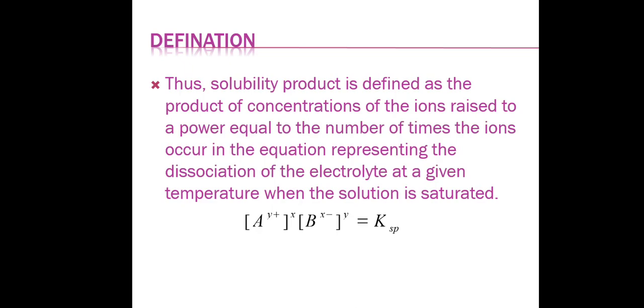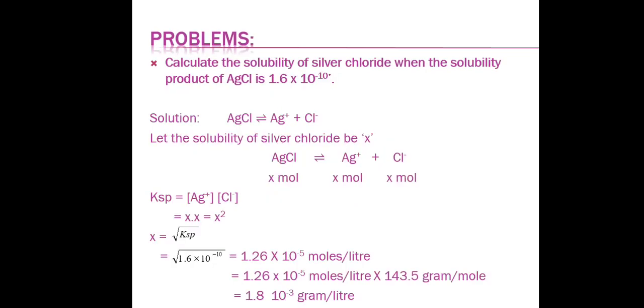So let us try to see the problems so that we can understand it in a much better way. Calculate the solubility of silver chloride when the solubility product of AgCl is 1.6 into 10 to the power minus 10. So in this case, the solubility product is given, and what you have to calculate is how much silver chloride is actually soluble, the solubility at that given temperature. Now, as I have told you, it is very important to write the dissociation equation in case of solubility product. So the dissociation equation is AgCl gives Ag plus and Cl minus.